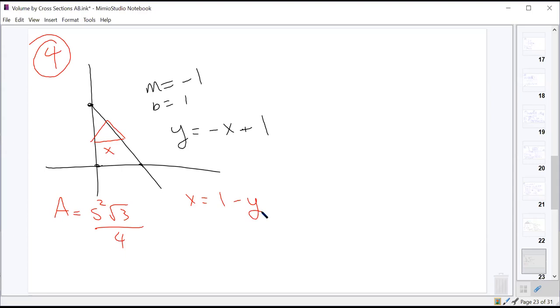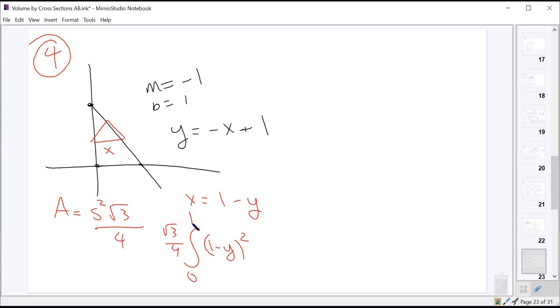So then we'll integrate 1 minus y squared. Put the √3/4 out in front, everyone. Lowest y value is 0, highest y value is 1. And then distribute that out and integrate. Does that make sense? Yeah.